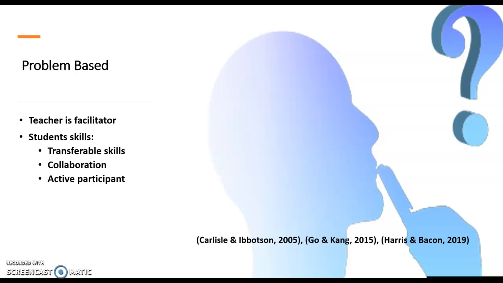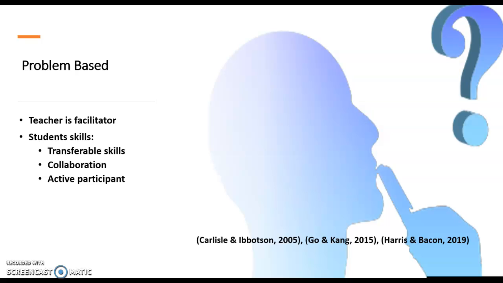The transferable skills are crucial that they learn from problem-based learning. So they learn skills that they can transfer and take with them in an employment sense, which is really important for occupational therapists and healthcare providers because they are regularly having to think on the spot and work through skills. So that transferable learning is moving from the classroom to real life.